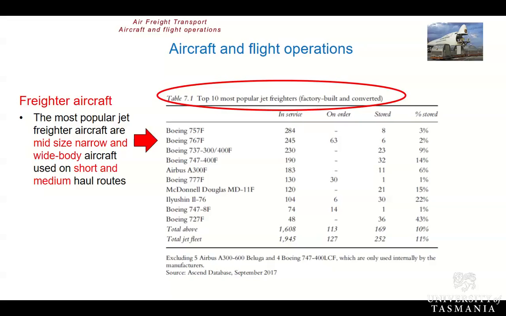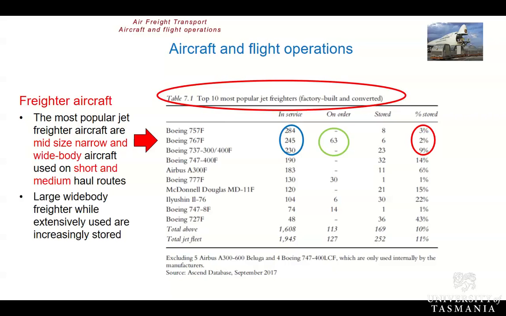And we can see that the top three there are the Boeing 757, the Boeing 767 and the Boeing 737. The 767, which is a narrow-bodied wide-bodied aircraft, we can see they've got 63 of those particular aircraft on order, so they've been particularly popular in terms of a freighter aircraft. Another thing that accentuates the popularity of these aircraft is the fact that very few are stored. Most of them are in service.